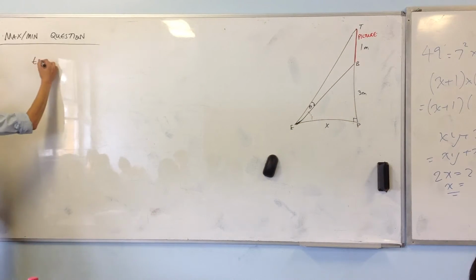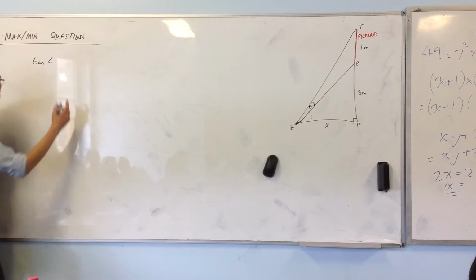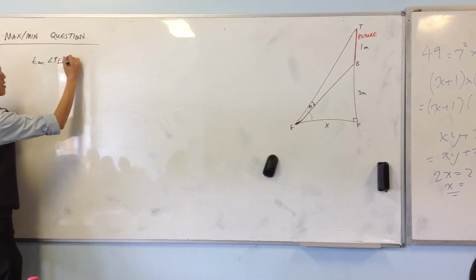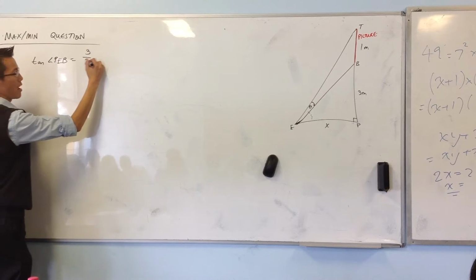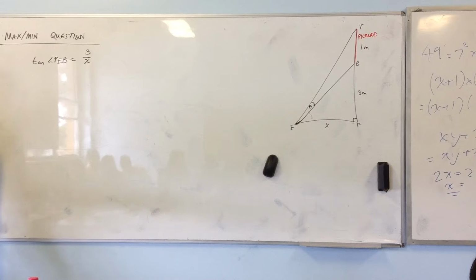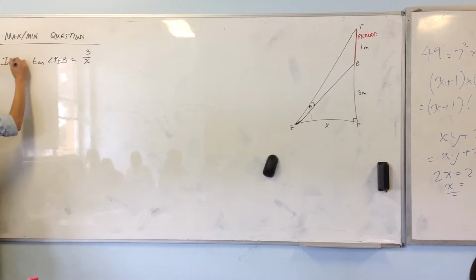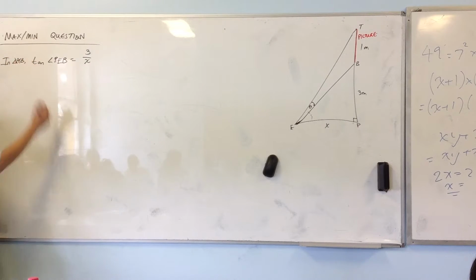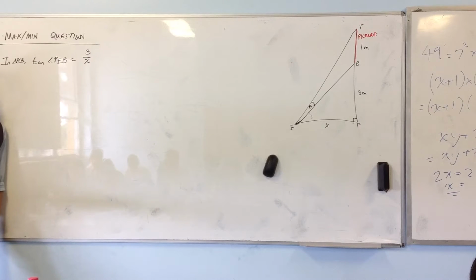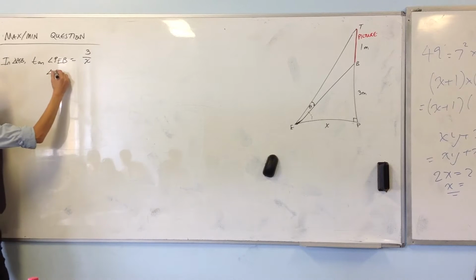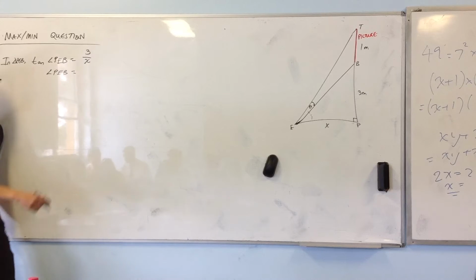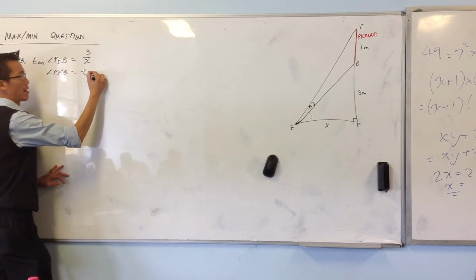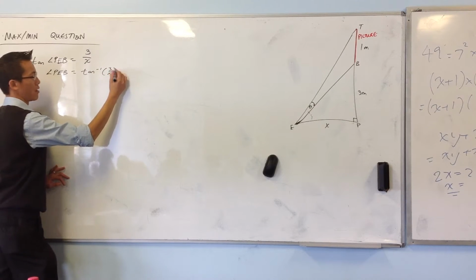So here's the first thing that I would write. Tan PEB is equal to 3 on x. If you want to be really pedantic, you could say in triangle, because we're just noting the right-angled triangle ratios. So if I ask what PEB is equal to, not the tan of PEB, that's where my tan inverse comes in. Tan inverse of 3 on x.